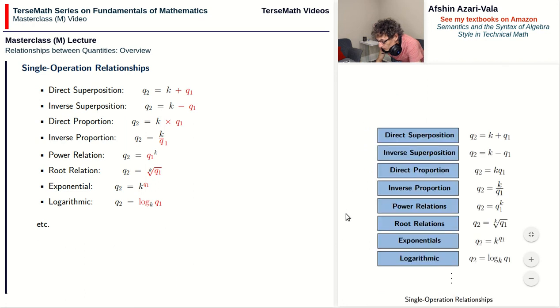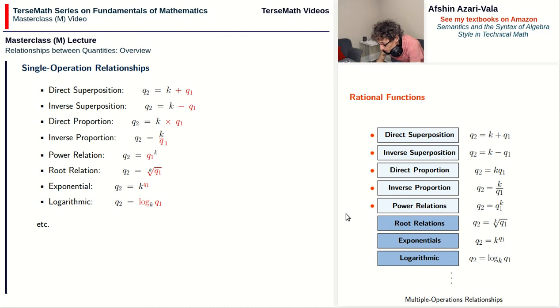If we allow the first 5 relations, so addition by Q1, subtraction of Q1, multiplication by Q1, division by Q1, and Q1 to a known exponent, we refer to these as rational functions. An example, Q2 is equal to negative 2Q1 squared minus 3 divided by 4Q to the power of 3 plus Q to the power of 2 minus Q plus 1. So basically a polynomial divided by a polynomial.